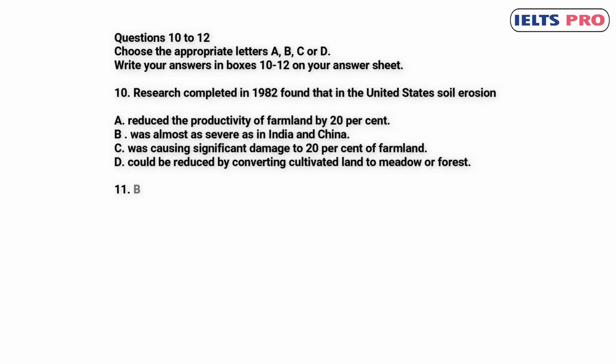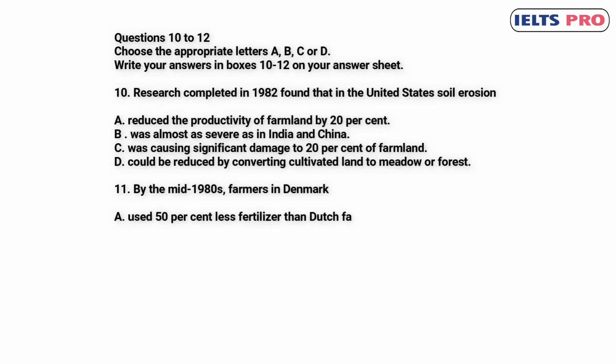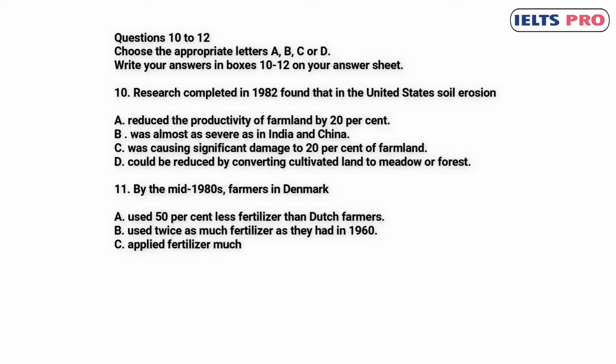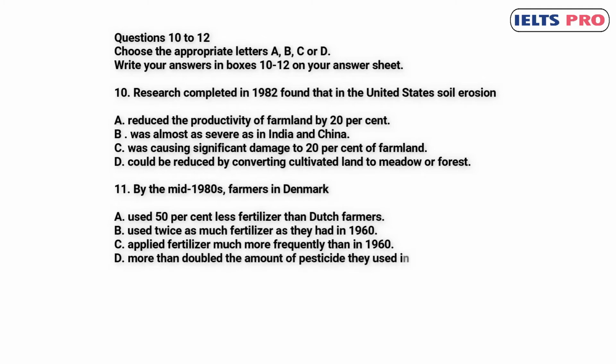11. By the mid-1980s, farmers in Denmark A. used 50% less fertilizer than Dutch farmers. B. used twice as much fertilizer as they had in 1960. C. applied fertilizer much more frequently than in 1960. D. more than doubled the amount of pesticide they used in just 3 years.